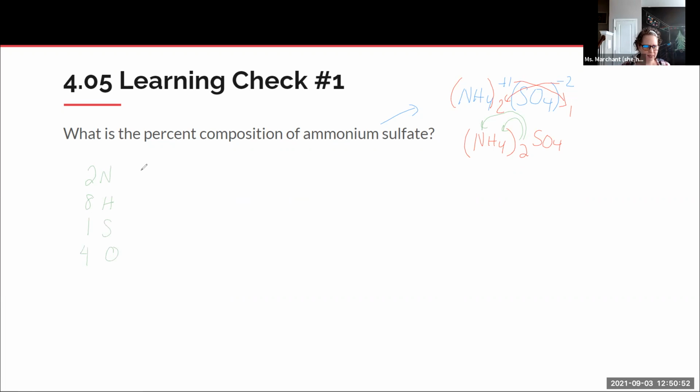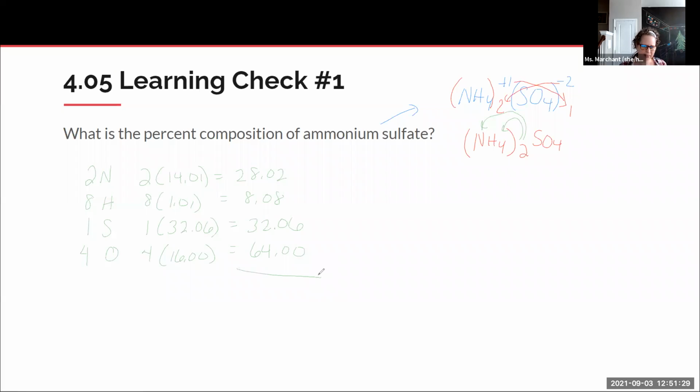So what is the mass of 2 nitrogens? 2 times 14.01, 28.02 is the mass of 2 nitrogens. 8 hydrogens, 8 times 1.01, 8.08 is the mass of 8 hydrogens. There's 1 sulfur at 32.06, so 32.06 is the total mass of all the sulfurs. There are 4 oxygens at 16.00, so there is 64.00 total mass, okay, of just the oxygens.